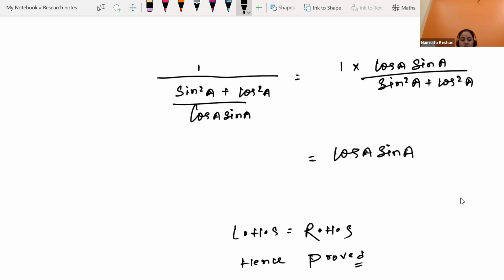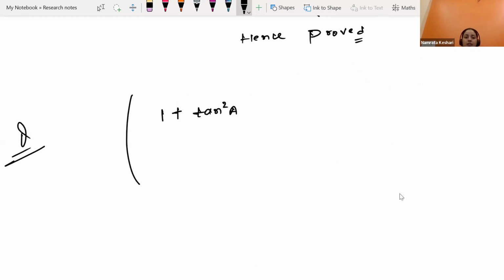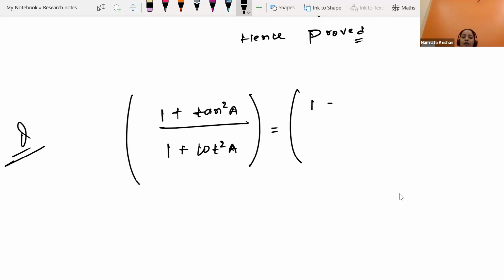Now we'll be doing the last question from everyone. First try it, okay? Then we'll be discussing, because it is exactly the same as the questions we have done so far: converting every time tan in terms of sine and cos, cot in terms of cos and sine, and then thinking about how the simplification can be done.